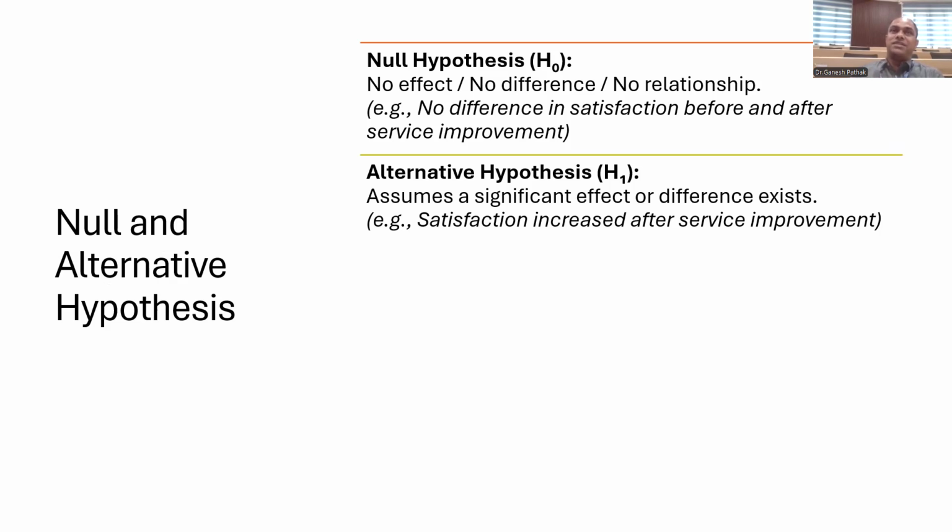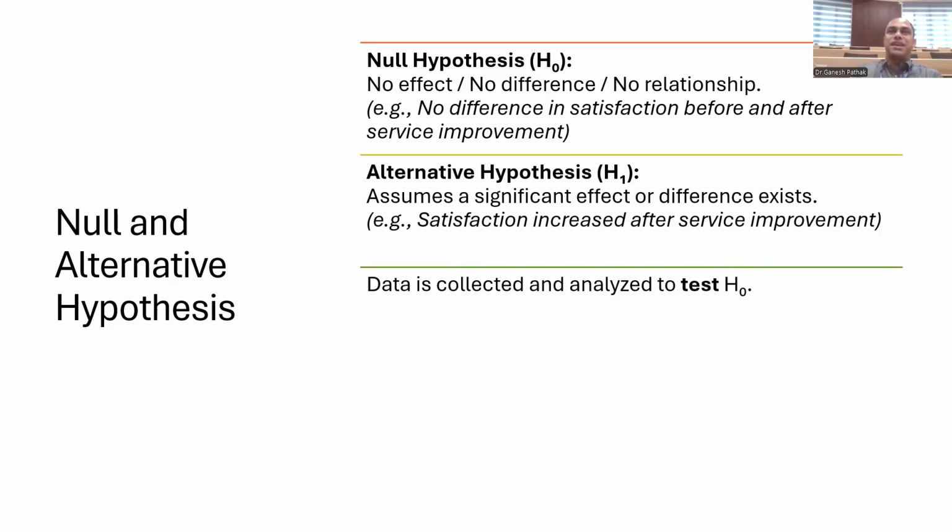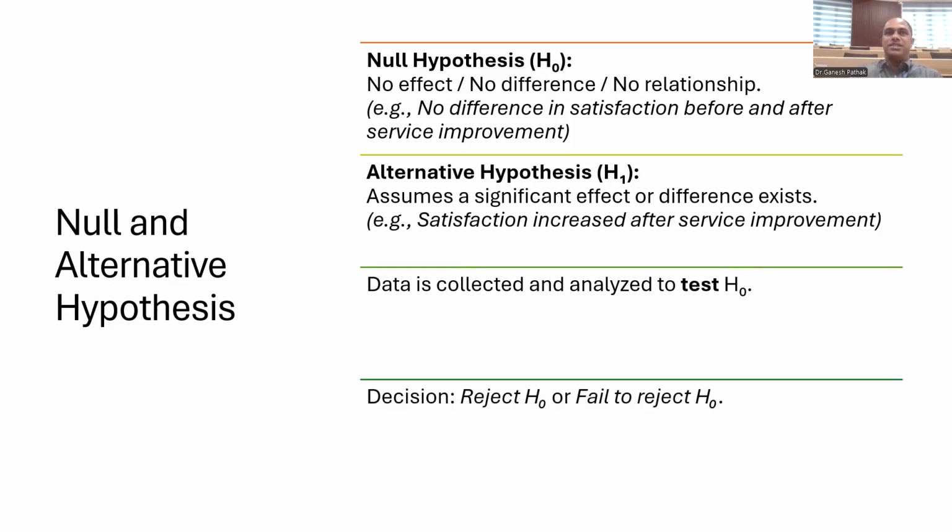An alternative hypothesis, this is the statement that we are actually testing. It suggests that there is a difference or effect. Using the same example, there is a significant difference in customer satisfaction after the service improvement. The purpose of hypothesis testing is to use sample data to decide whether to reject the null hypothesis in favor of the alternative. We never prove a hypothesis. We only gather enough evidence to support or reject it statistically. This is why statistical significance plays such an important role in research analysis.